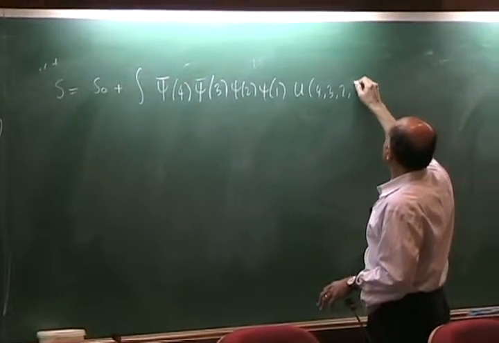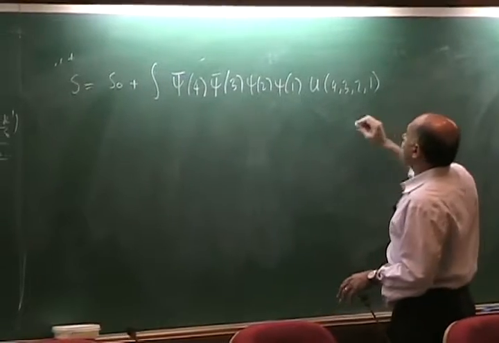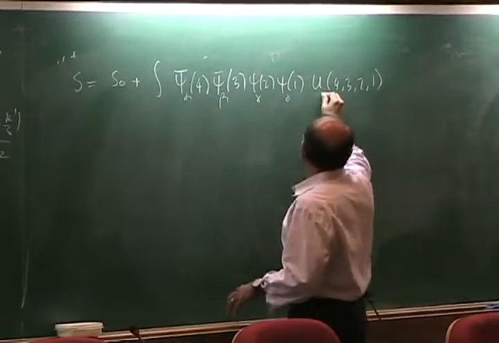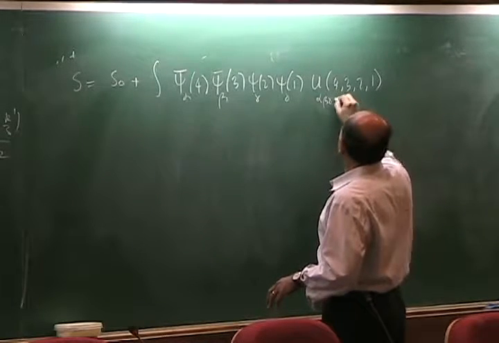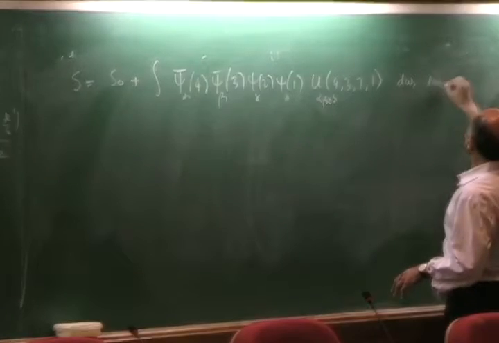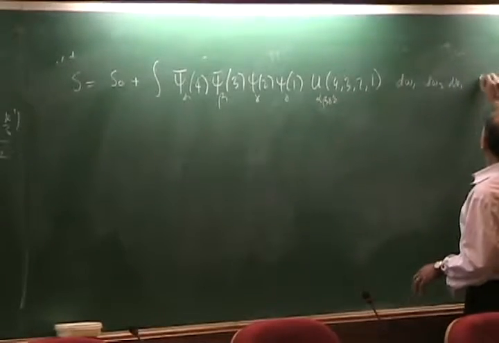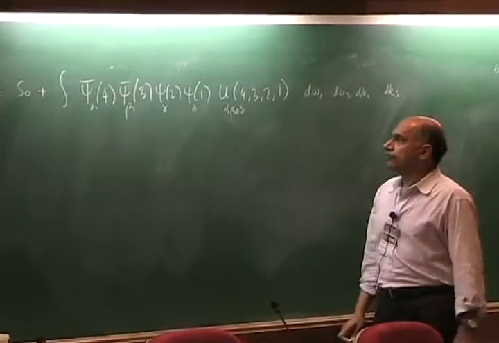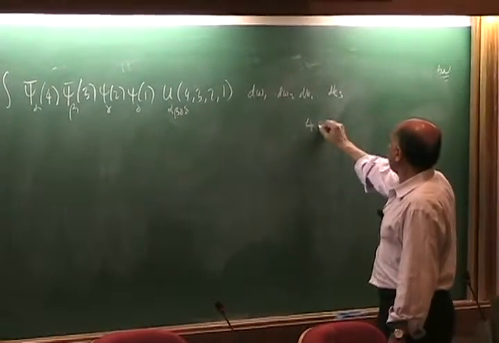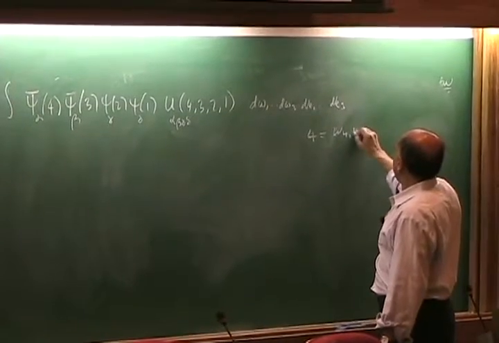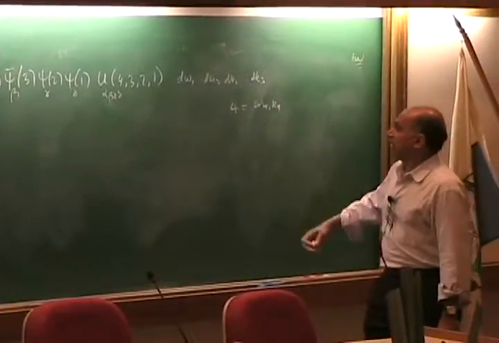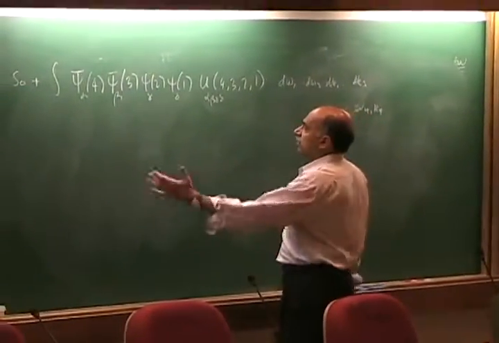I will tell you what this notation means. U has a subscript, alpha, beta, gamma, and delta, and I get d omega 1 up to d omega 3, dk 1 up to dk 3. So what is this? What is 4? 4 is a shorthand for omega 4 and k4. I'm just tired of writing the energy, momentum, frequency, and momentum labels.